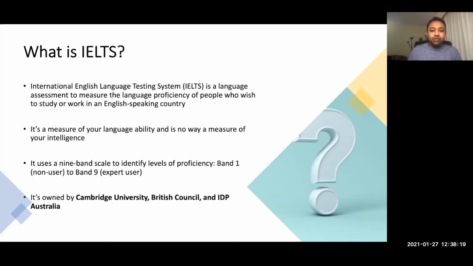And in terms of the scoring, just a basic understanding, we have a 9-band scale and it identifies one's level of proficiency. So you have band 1, that's a non-user, to band 9, that's an expert user. It's owned by Cambridge University, British Council, and IDP Australia.